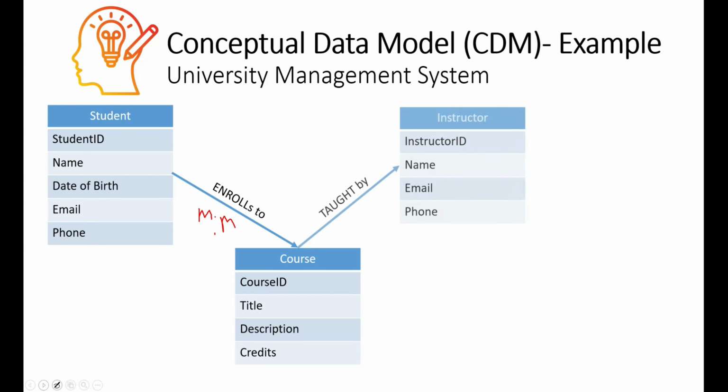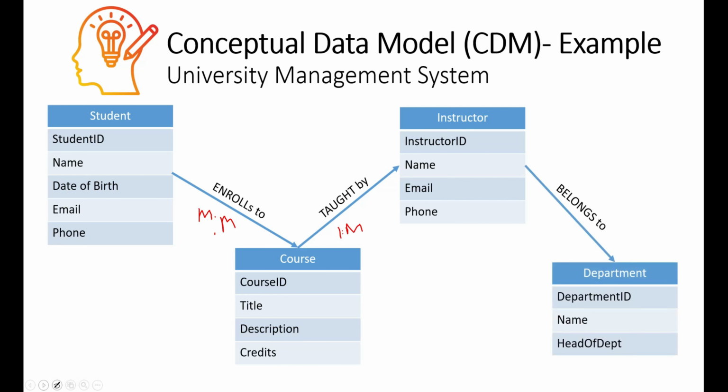And the next one is, course is taught by instructor, right? It represents the relationship between the instructor and the course entity, signifying that an instructor teaches one or more courses and the course is taught by one instructor. So here it's one to M. And the next one is, instructor belongs to department. This shows a belongs to relationship. This shows the association between the instructor and the department, indicating that an instructor belongs to one department and a department can have multiple instructors associated with it. So these are all the relationships that we see.